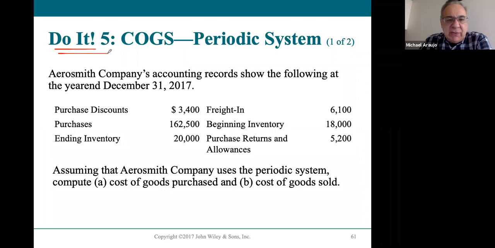And your do it exercise for number 5 is basically the exact same thing here. In this case, we have Aerosmith's company. Their accounting records show what's going on at the end of December. And then here's all the different accounts that are listed. And they use the periodic system, so we have to physically count this stuff. It's a real pain in the behind. The first thing they want to know is what's the cost of goods purchased. So, you know, the purchases minus the discounts and returns plus the freight. That's that. And then they want to know the total cost of goods sold, right?